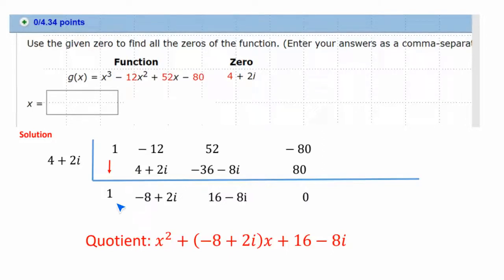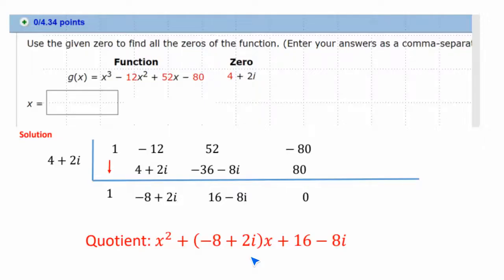So our next step is the quotient, right? So I have a 1, so that's going to be my x squared. This is going to be my coefficient for my x term, and then this is my constant. So this is quadratic, so I could use quadratic methods, maybe the quadratic formula, but this looks kind of crazy because I have i's in there, but it's okay. I encourage you to try it and have some fun, right?